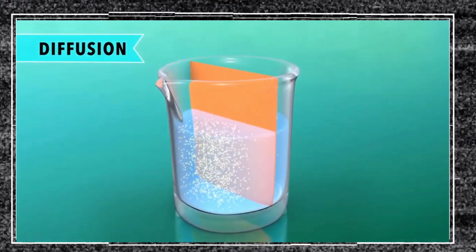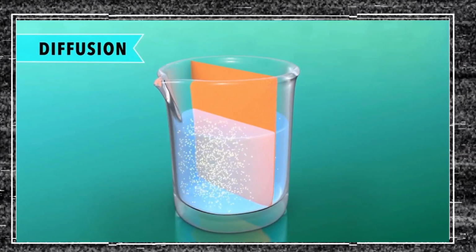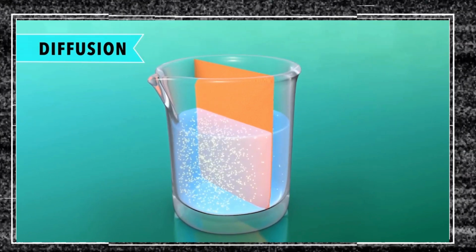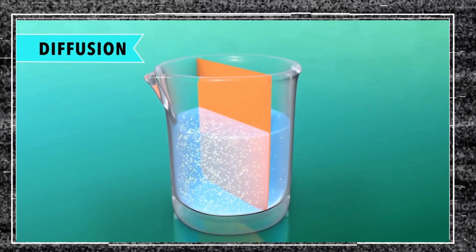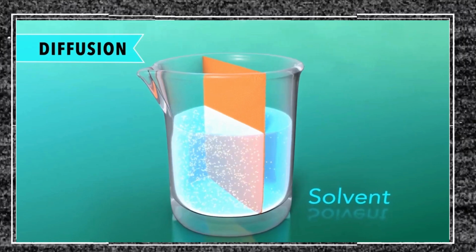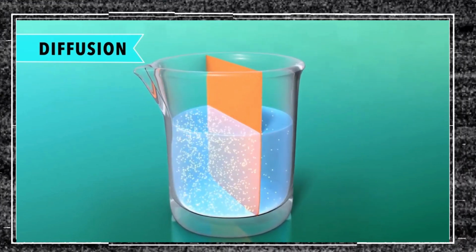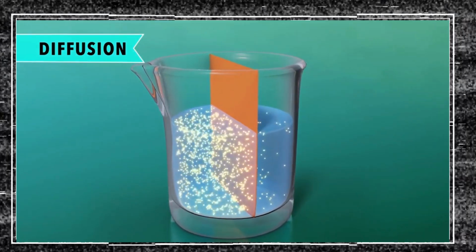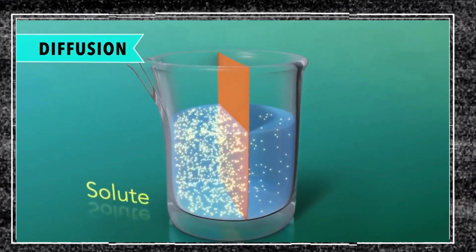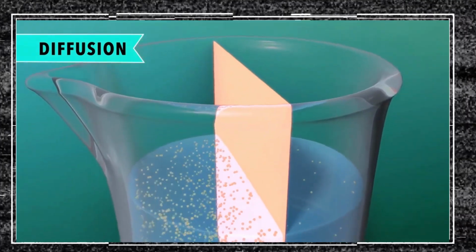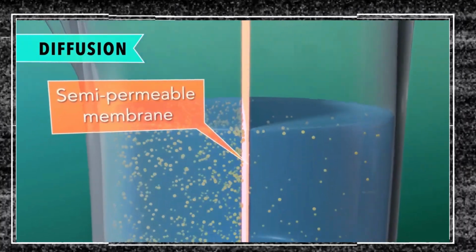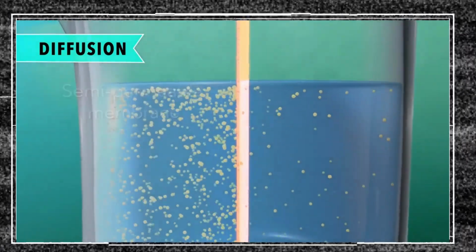We'll describe diffusion first, using the solution in this container. A solution is a liquid with something dissolved in it. The aqua color represents the solvent, meaning the liquid part of the solution. The yellow particles represent the dissolved substance, called the solute. The structure in the middle of the container represents a semi-permeable cell membrane, a barrier through which only certain sized particles can pass freely.